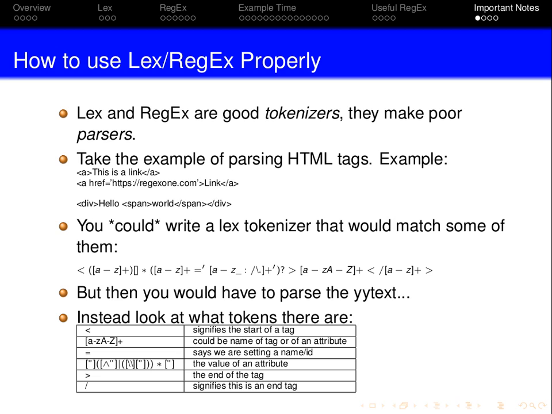So it's better to look at what the tokens are. Think of them as the atomic pieces of what you're trying to parse. What's the smallest unit that you're trying to parse? So you have the less-than sign, which signifies the start. Lowercase or uppercase letters could be the name of the tag or an attribute. Equal, we're setting an attribute. The value of the attribute inside of a string, that's the full string literal we just went through. The ending of a tag, and then a slash signifying an end tag. What's important about this? You don't need to parse any of those tokens. They give you the information you need. You'll see what the difference is.